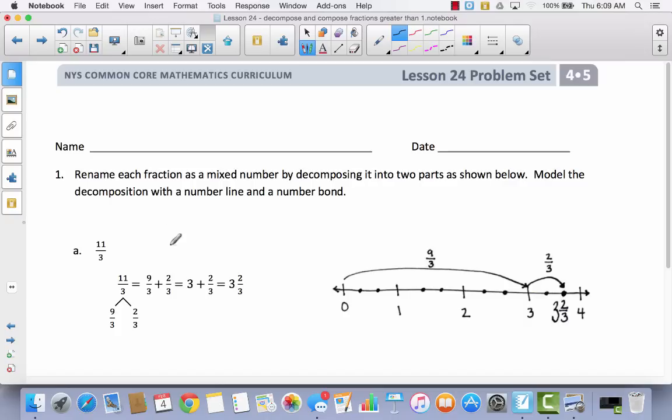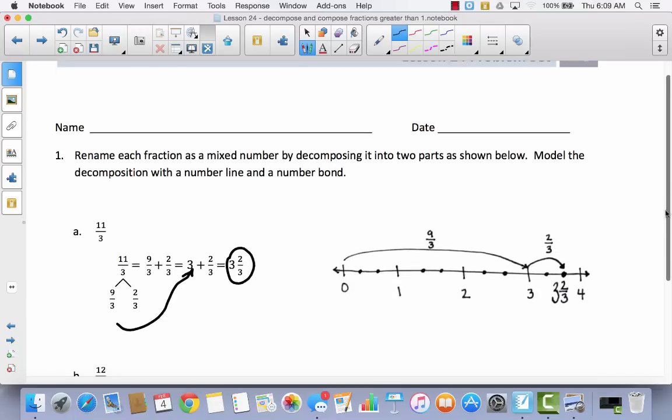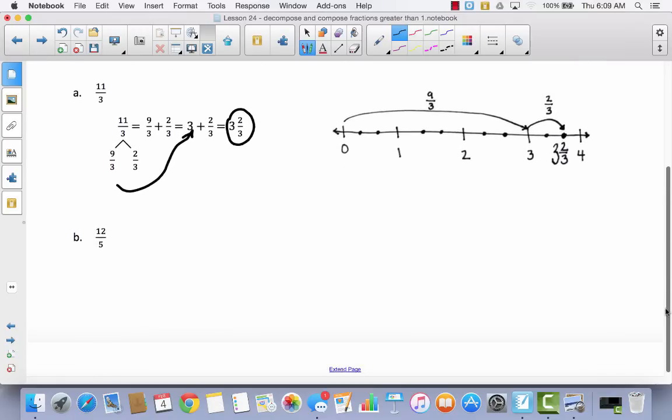So you can see they had 11/3. They took 11/3 and divided it into 9/3 and 2/3. The reason they divided it into 9/3 is because you can make this into a whole number. It takes 3/3 to make a whole, so if you've got 9/3, that's the same as 3. That's where they got this 3 right here. Then they just added the 2/3 to it, so it became 3 2/3. And then they modeled that on the number line. So here's your 9/3, and they added 2/3 more. Okay, so let's try one on our own, see if this can make a little bit more sense to you.